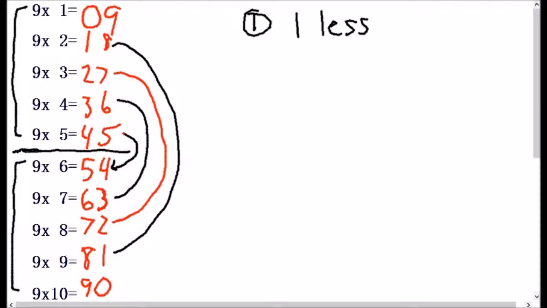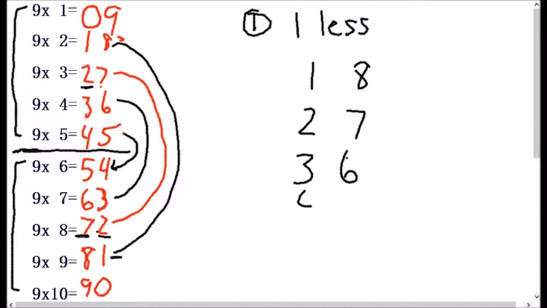And I like to call these the partners. See that 1 will go with 8. Now up here it's 18. Down here it's 81. But we see that that 1 goes with the 8. We also see that 2 goes with 7. So anytime you see a 2, you'll see a 7 with it. 3 partners with the 6. 4 partners with the 5. And 0 partners with the 9.